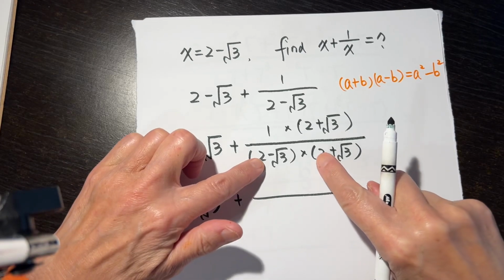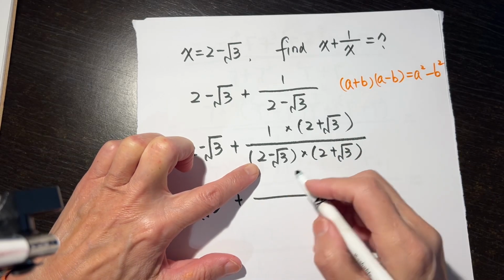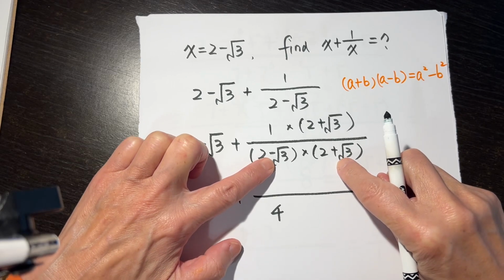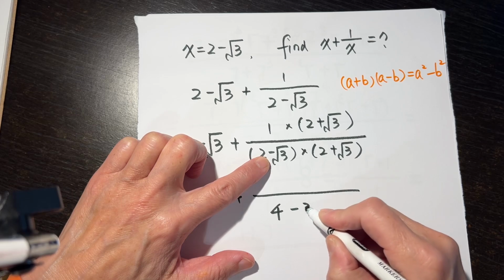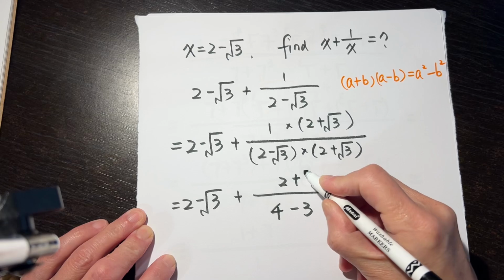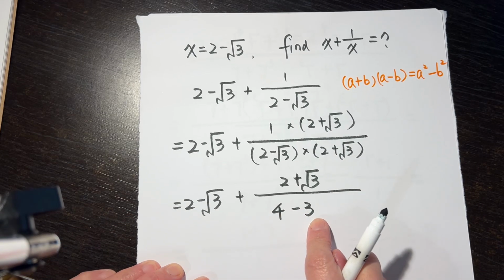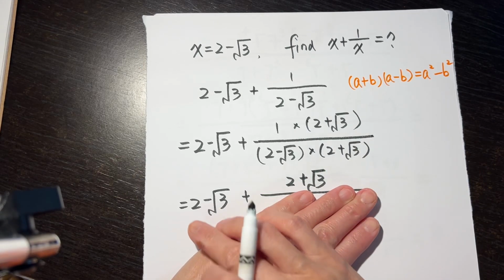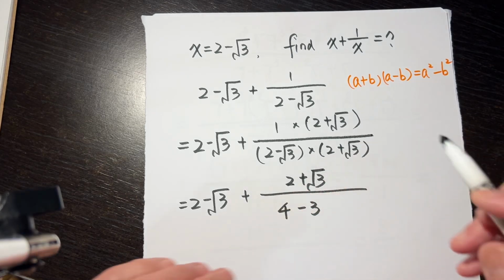Plus 2 squared, a squared minus b squared. A squared, which means 2 squared is 4, minus b squared, which means root 3 squared is 3. And on top is 2 plus root 3. So 4 minus 3 is 1. It becomes this one: 2 minus root 3 plus 2 plus root 3.